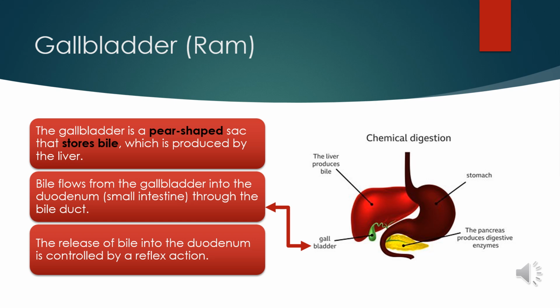Gallbladder. The gallbladder is a pear-shaped sac that stores bile, which is produced by the liver. Bile flows from the gallbladder into the duodenum, small intestine, through the bile duct. The release of bile into the duodenum is controlled by a reflex action.